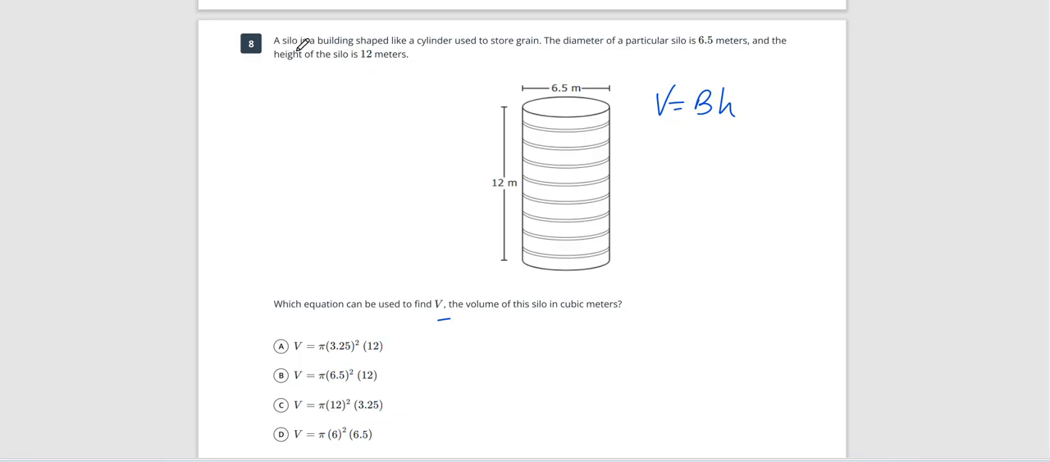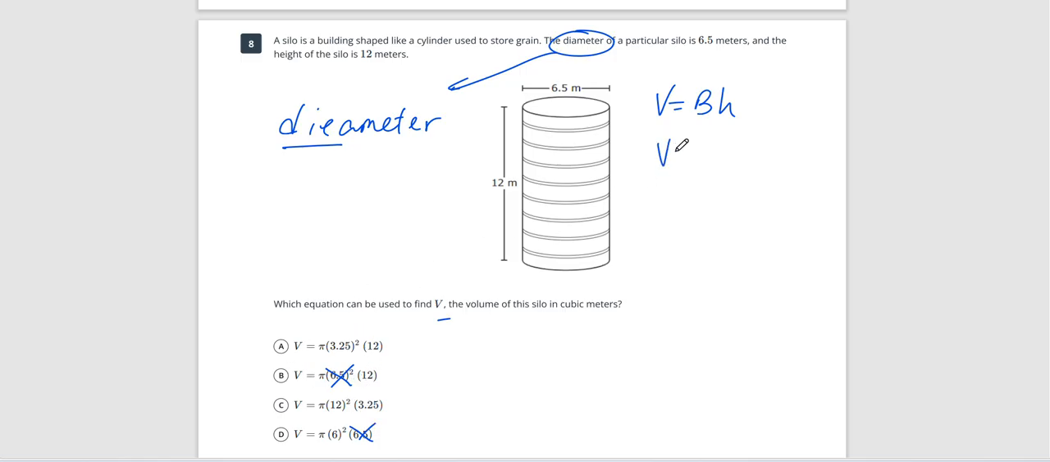Okay, so I'll just read it again. A silo is a building shaped like a cylinder used to store grain. The diameter of a particular silo is 6.5 meters. So I'm going to tell you this, the diameter we never use. And I like to spell it like this. The reason is because you're never going to use it. You don't use this one, you get that answer wrong. So anything with 6.5, get rid of it. So now it's these two.